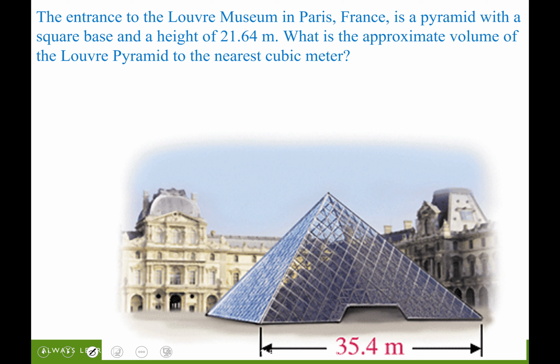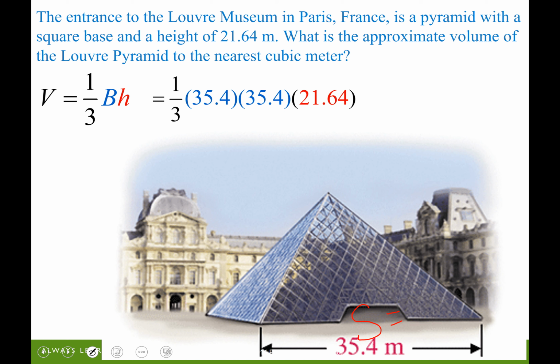All right, the entrance to the Louvre Museum in Paris, France is a pyramid with a square base and a height of 21.64 meters. Okay, so we have a square base. The side of our square is 35.4 meters long. And we're asked the approximate volume of the Louvre pyramid to the nearest cubic meter. Formula is 1/3 base times height, area of the base.